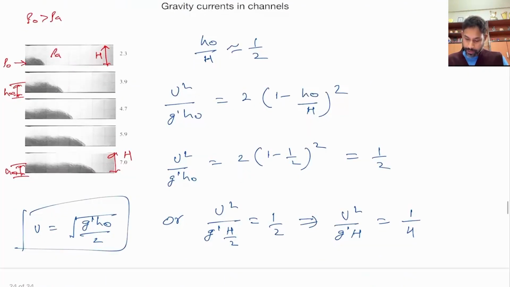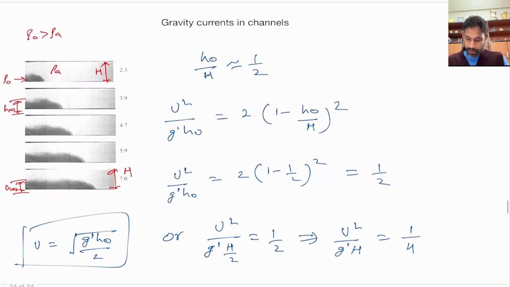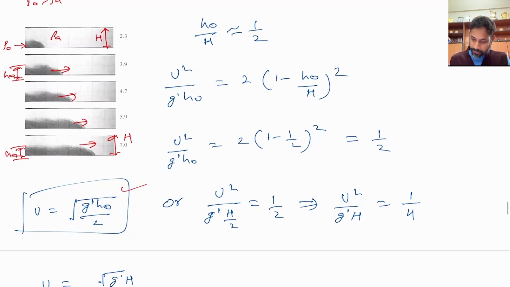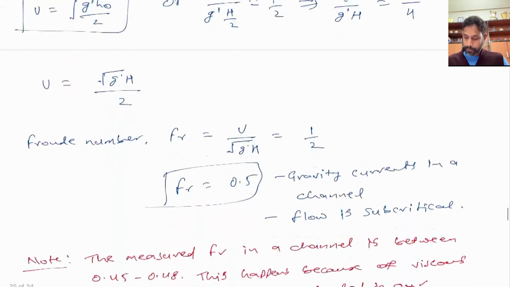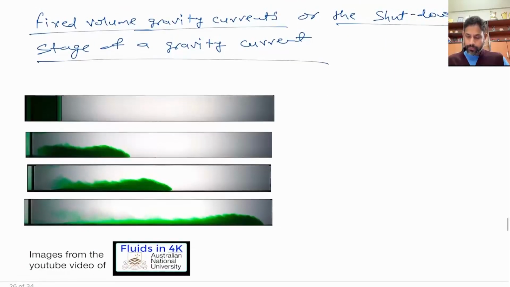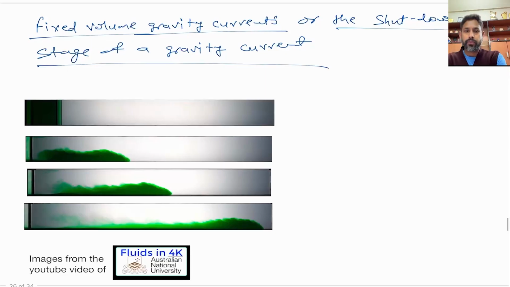And likewise in a channel, for example, in these images, we are assuming that there is continuous injection of denser fluid, and that's why this gravity current is moving continuously. In this case, we find that the velocity is proportional to the square root of g prime, and obviously h naught and other things. But what happens if we stop the influx of denser fluid after some time?